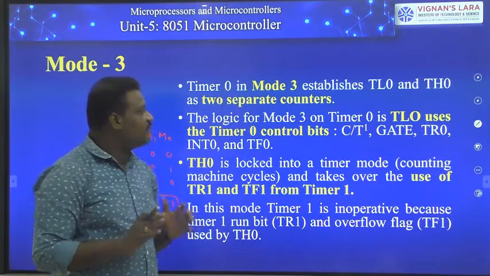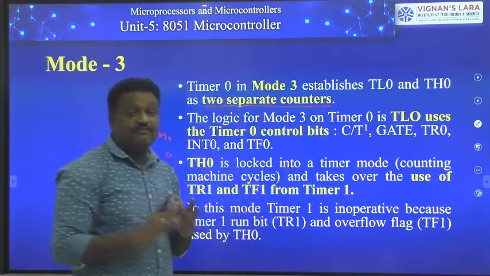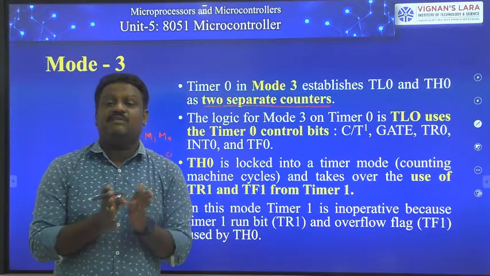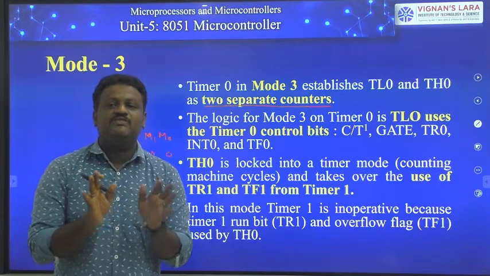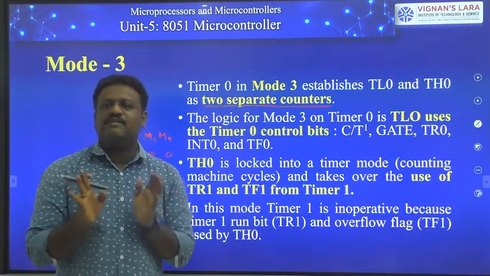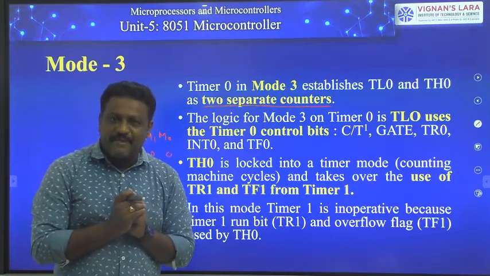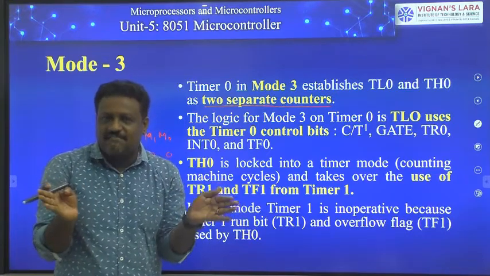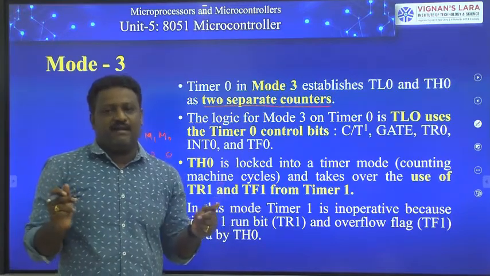Now, this mode 3 operation is what we can call two separate counters operation, or split timer operation, of timer 0. That means in mode 3, timer 1 is inoperative. I repeat, in mode 3, timer 1 is inoperative. Only timer 0 is operative. Why? Because here timer 0 is split into two 8-bit timers, and those two operate independently and in parallel.